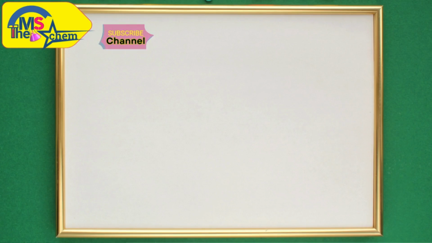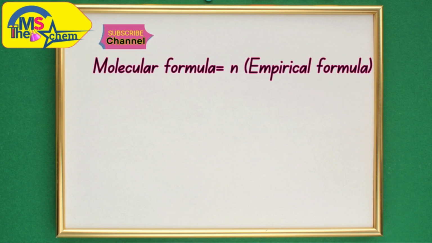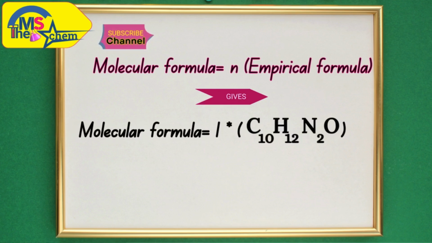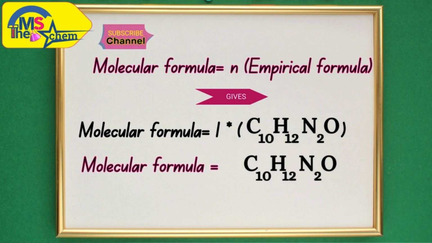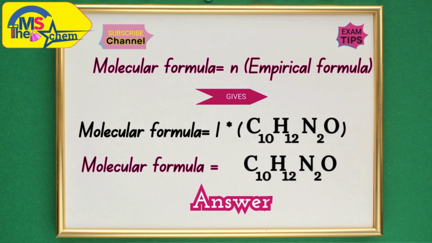Now putting the value n equal to 1 into the relationship, molecular formula is equal to n multiplied by empirical formula, which gives molecular formula equal to 1 multiplied by the empirical formula we calculated in the previous section, that is C10H12N2O. So the molecular formula comes out to be C10H12N2O, and this is the molecular formula of serotonin. So this is the answer to the question.